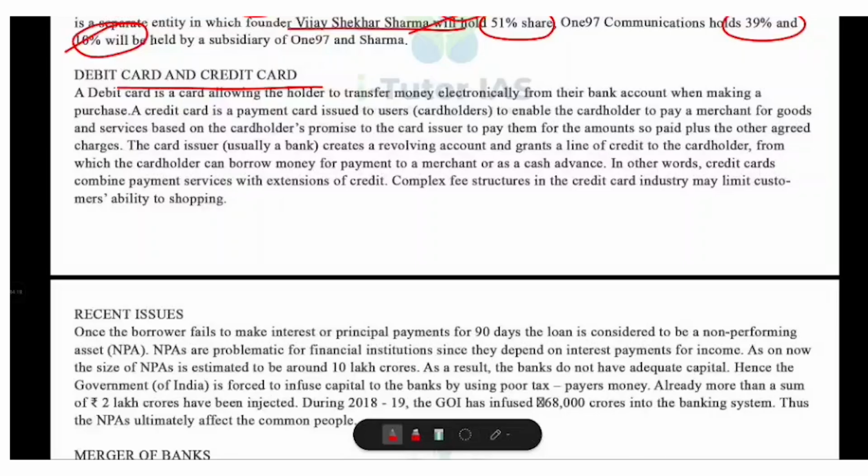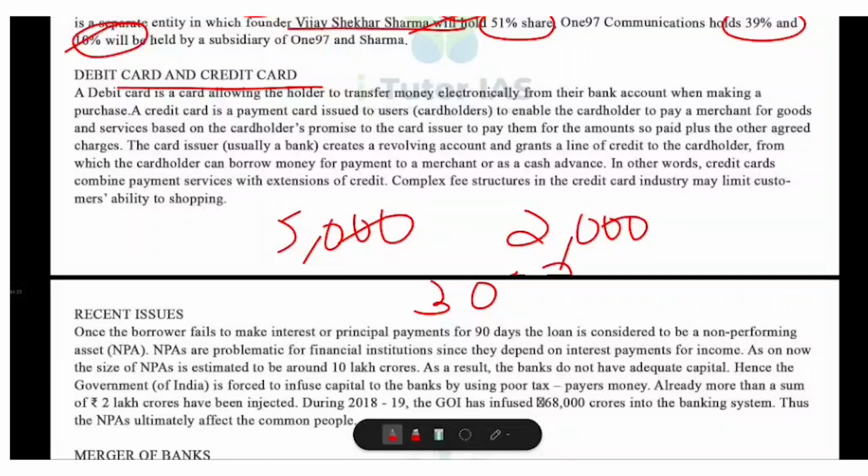For example, if you have 5,000 in your account and you buy something worth rupees 2,000 using your debit card, your remaining balance will instantly become 3,000. So basically, you are spending your own money.